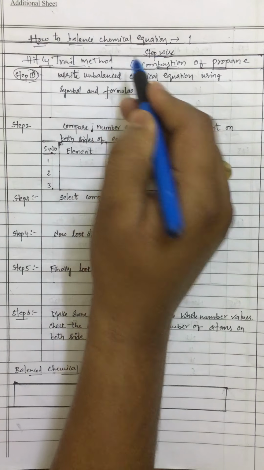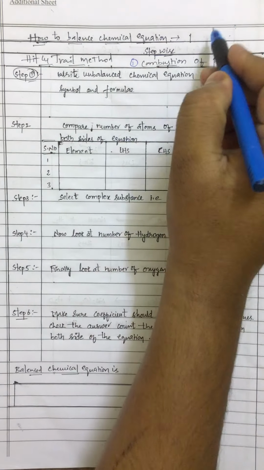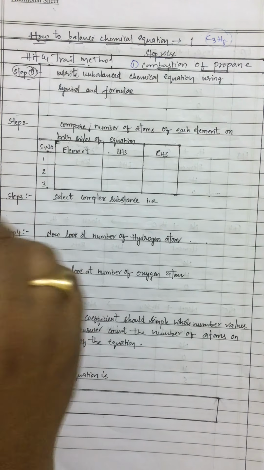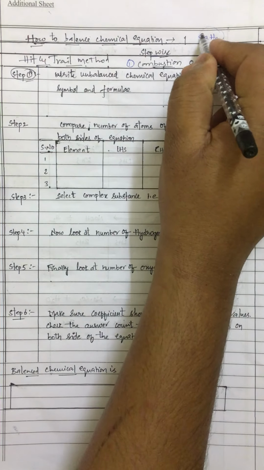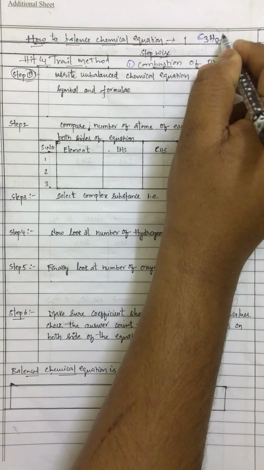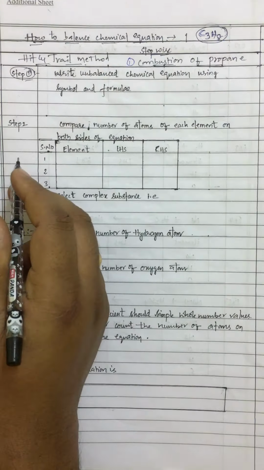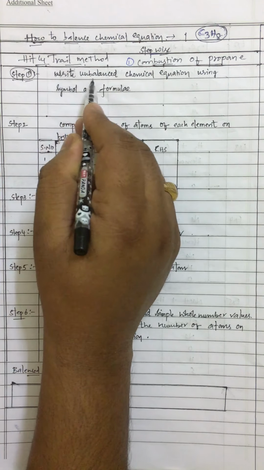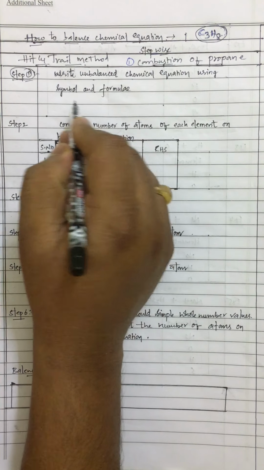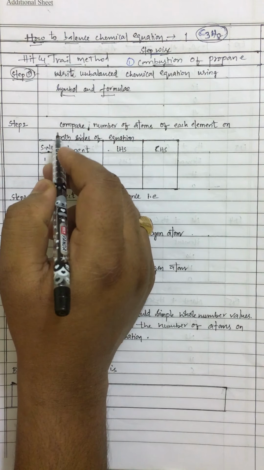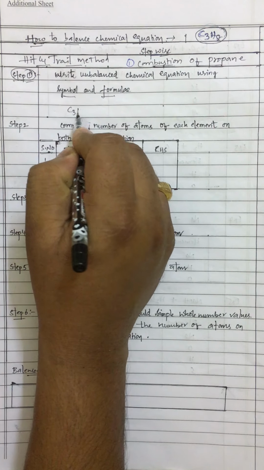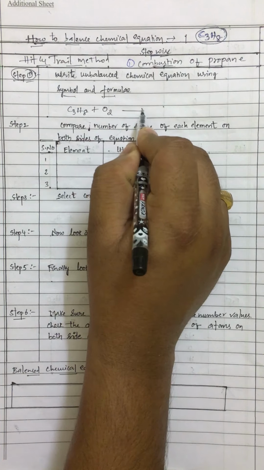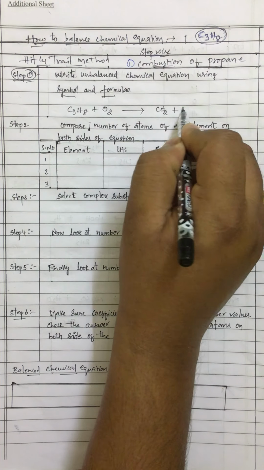First example is combustion of propane. The propane formula is C3H8. So what is the first step to follow? The first step is to write the unbalanced chemical equation using symbols and formulas wherever necessary. So the combustion of propane equation is this one: C3H8 plus O2 gives rise to CO2 plus H2O.